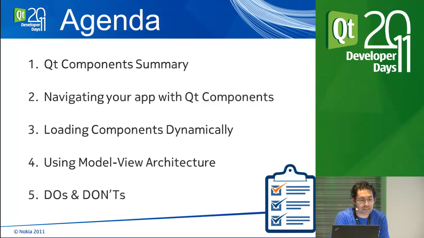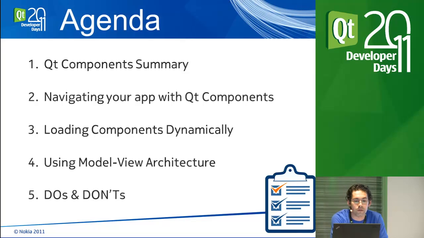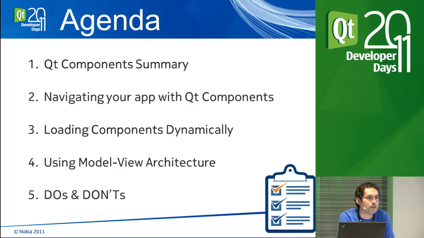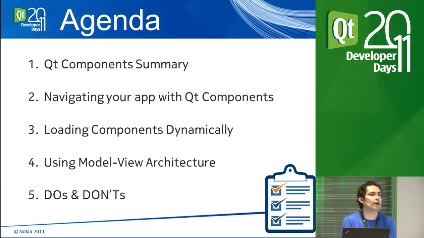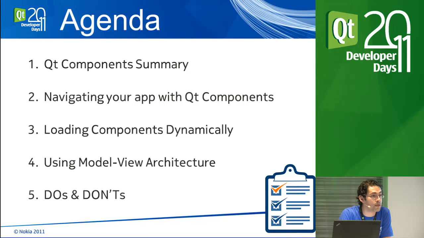So these are basically the things we're going to cover today. We'll start with a very brief introduction, really brief, for those who may not have the entire picture on Qt components. Then I'll show you some ways to do page navigation using the Qt components. That is usually something that is very useful for developers. After that, I'll also show you how to create these components dynamically in memory, and I'll show you some examples on how to use ModelView architecture. Finally, we'll end up with some do's and don'ts, some good practices that we can follow.